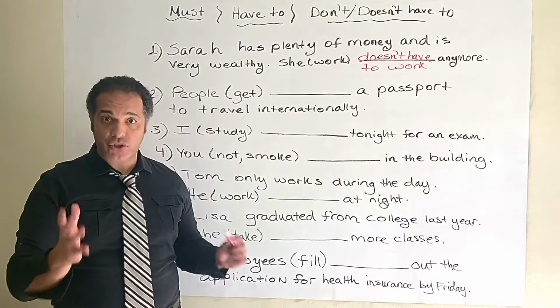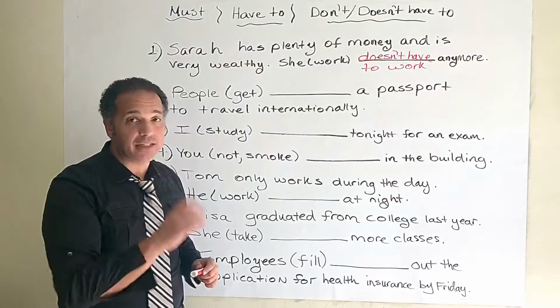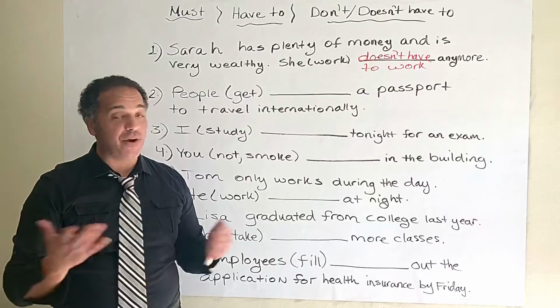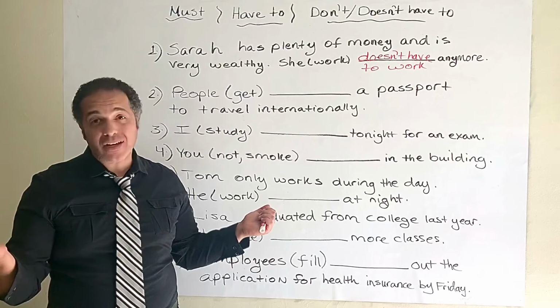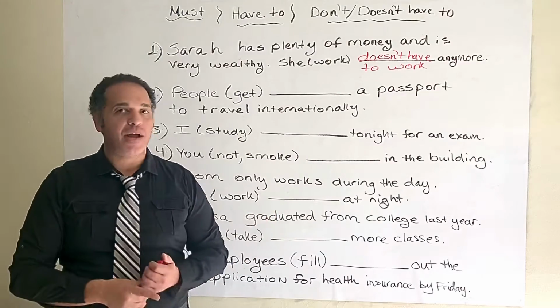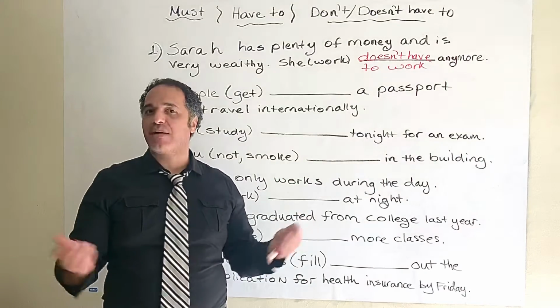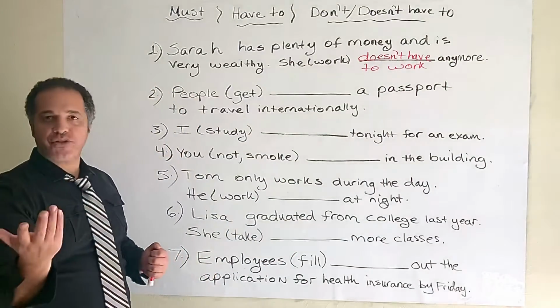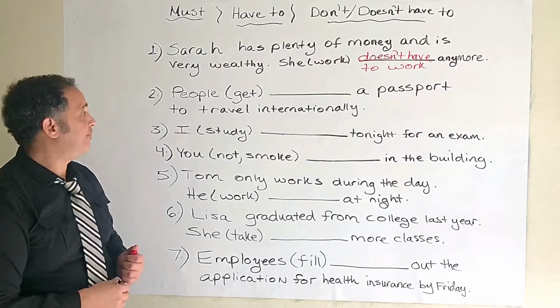It means that it is up to her. It is her choice. Again, if you look at the information I gave you, she has plenty of money. She's very wealthy. If you are that rich, then working is really optional. Maybe you work because you enjoy it, or maybe you have goals you want to reach. But again, it is up to you. If you have that much money, it is optional because it is not something which is necessary.